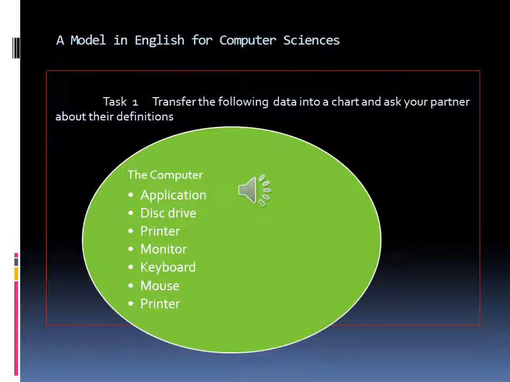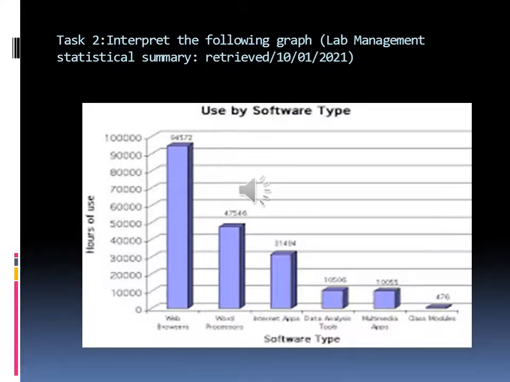This is the model in English for computer sciences. Task 1. Transfer the following data into a chart and ask your partner about the definitions. The computer. You have here application, disk drive, printer, monitor, keyboard, mouse, printer. So here, this is another task for the students to be performed in the classroom. Interpret the following graph. It's about a lab management statistical summary retrieved from the net.